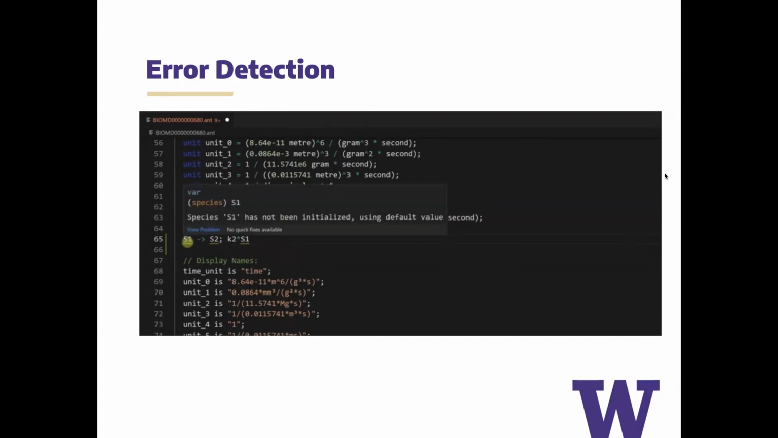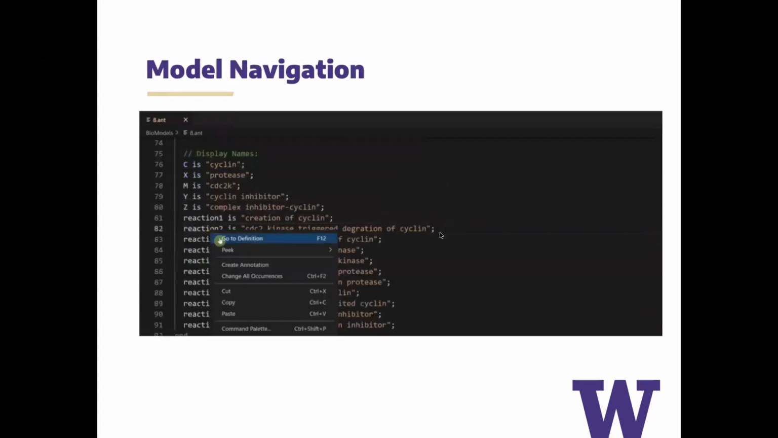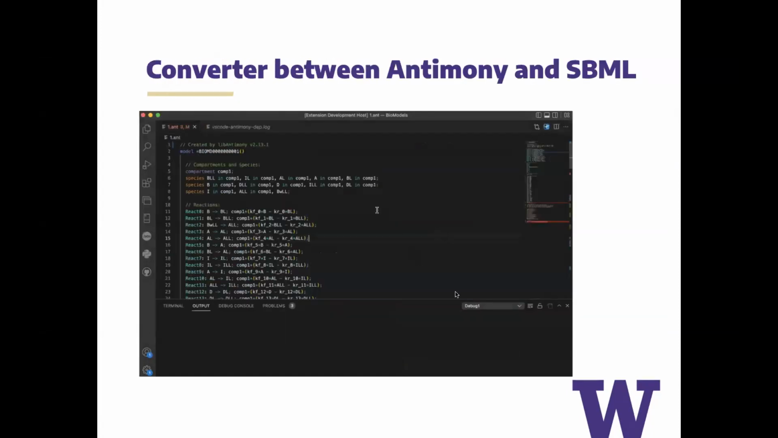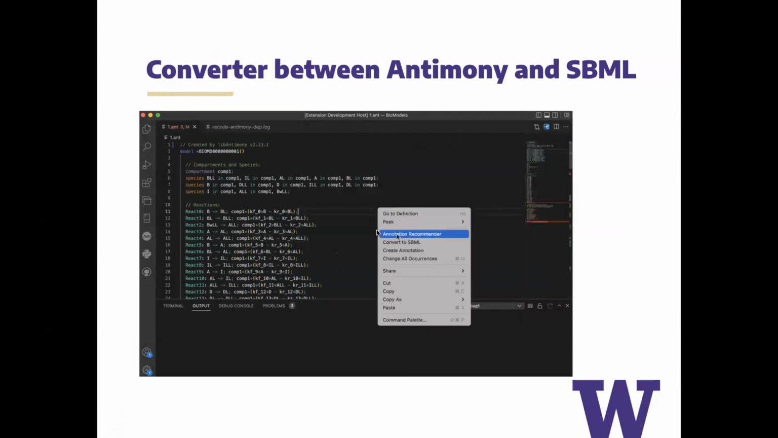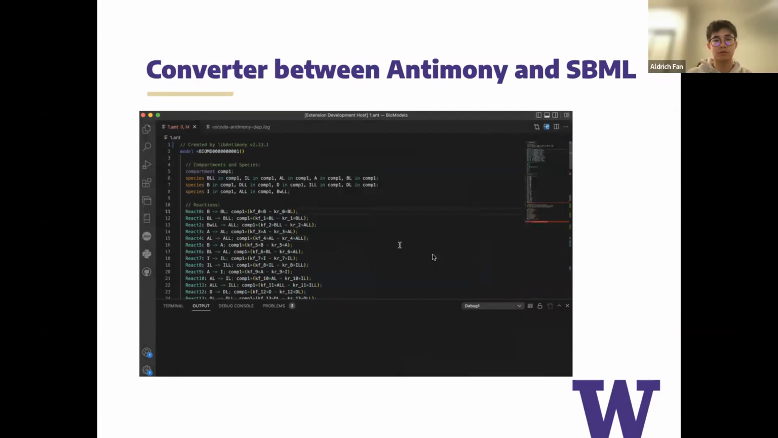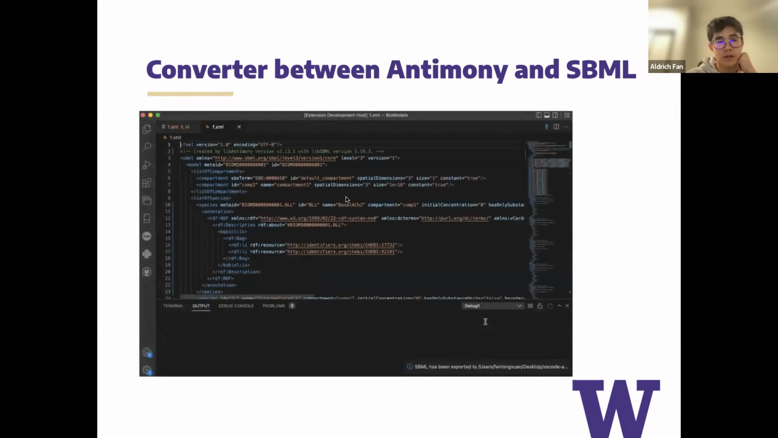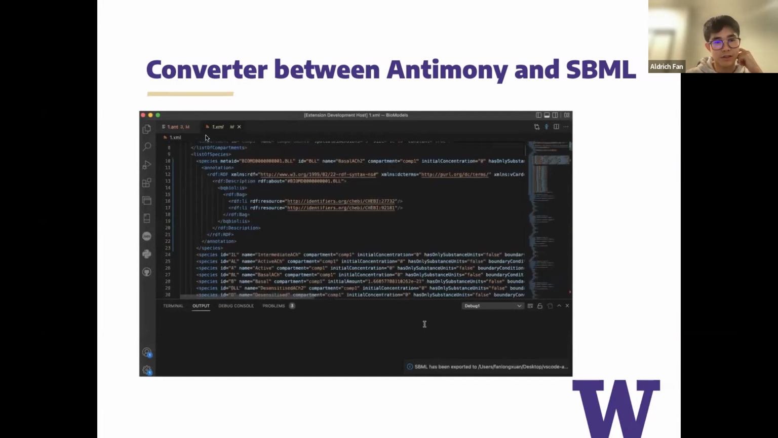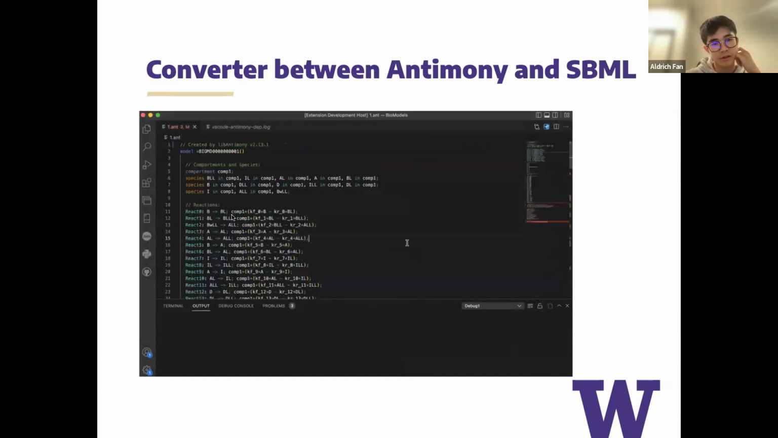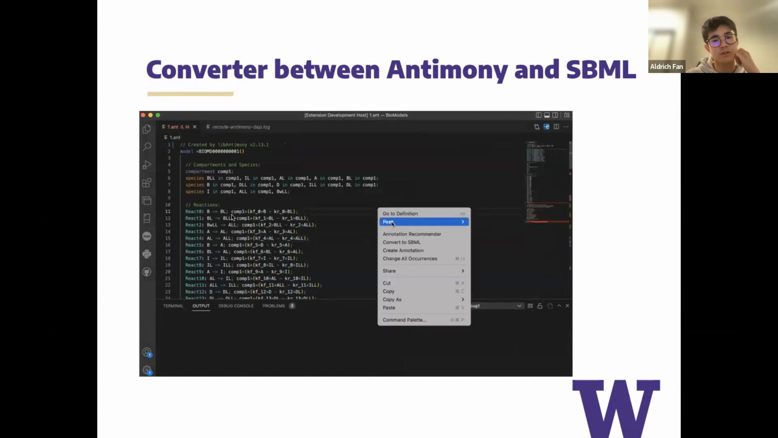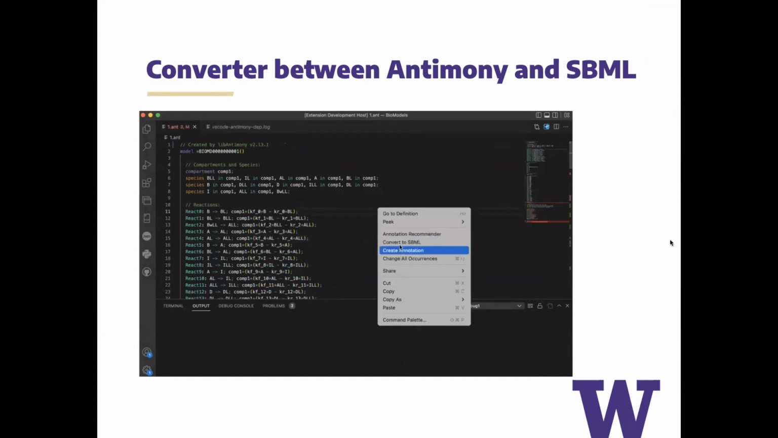The other thing was saving as SBML. I didn't see how you did that. So the question, did you hear the question? The question is, how do you save as SBML? Yeah, there's a converter. Here's the converter. So just export to SBML and then select the location to save, and it will automatically save as an SBML file to the location. Okay.